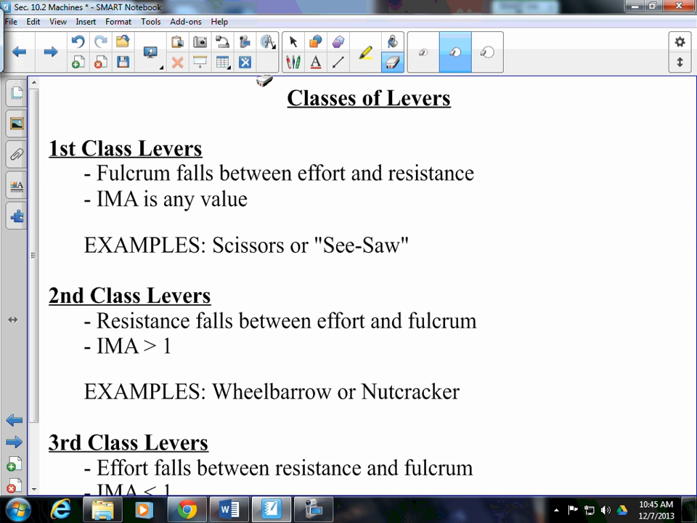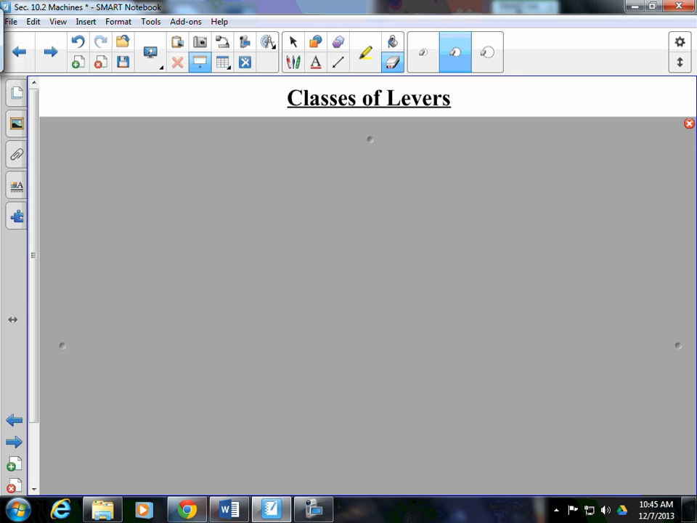So when we talk about classes of levers, there are 3 classes of levers, and each lever is classified by where the effort is, where the resistance is, and finally where the fulcrum is. And on a lever, the fulcrum is simply the pivot point. So there are 3 classes of levers because we have fulcrum, effort, and resistance, and they can be rearranged.